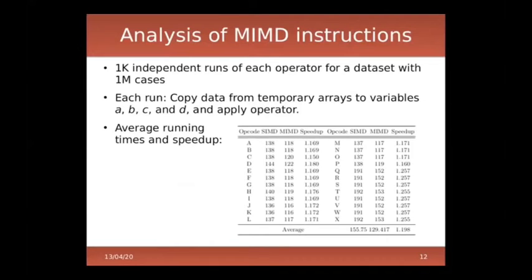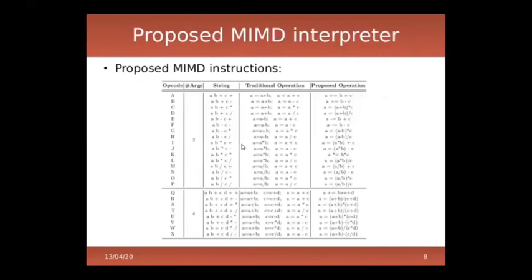So first we have analyzed the MIMD instructions individually. So we have run 1000 independent runs of each operator for a dataset of 1 million cases. So for example, here we have tested instruction A in the SIMD interpreter, in the MIMD interpreter, and we measure the speedup. So for example, instruction A, here is A plus B plus C. In the SIMD interpreter, we'll have to perform 2 iterations, and in the MIMD interpreter we perform only 1 iteration.